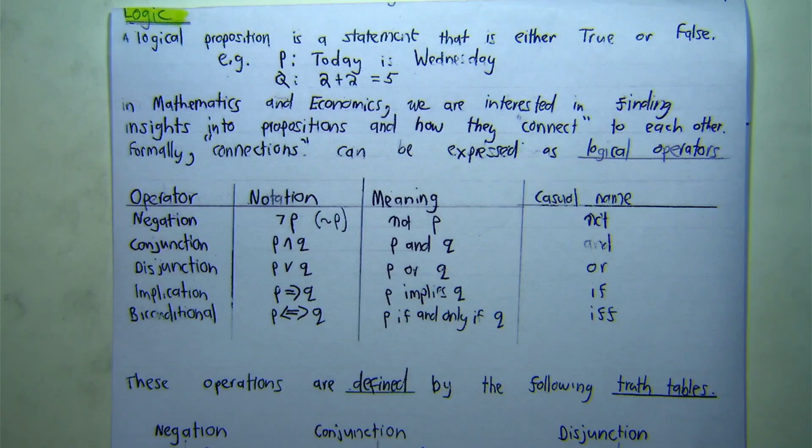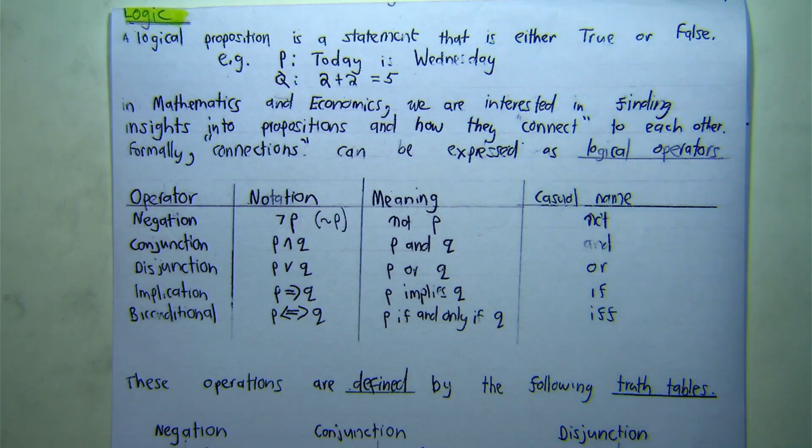Welcome to this video. We're going to be looking at logic and exploring a few of the basic things about logic, and then discussing binary relations, which is particularly helpful in microeconomic theory. So a logical proposition is a statement that is either true or false.